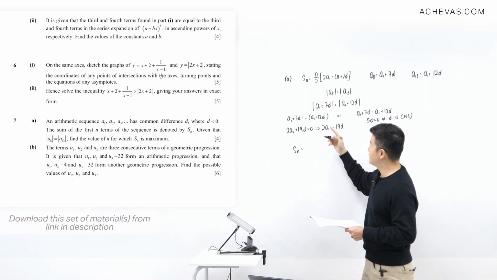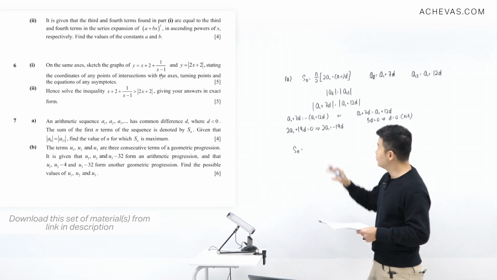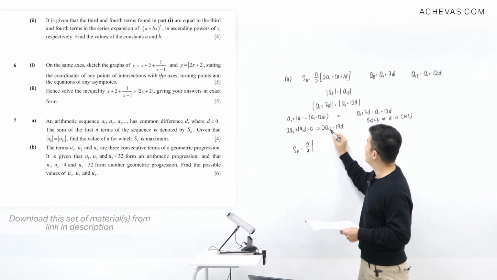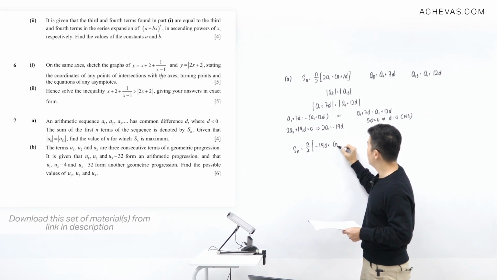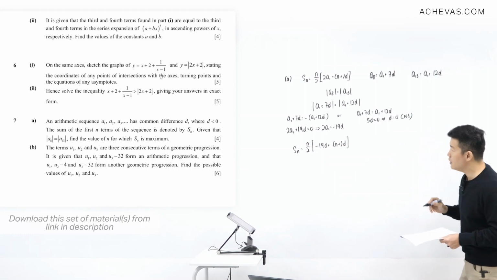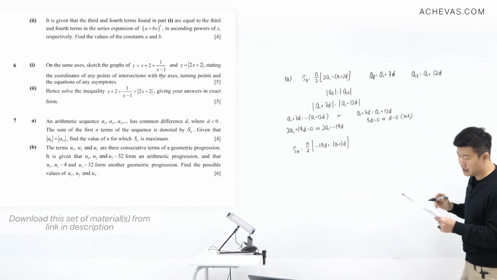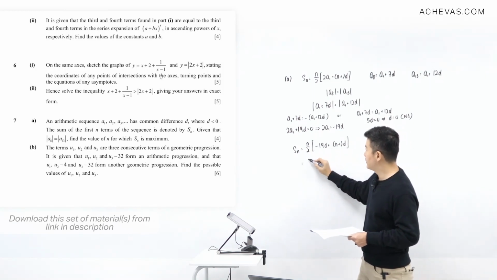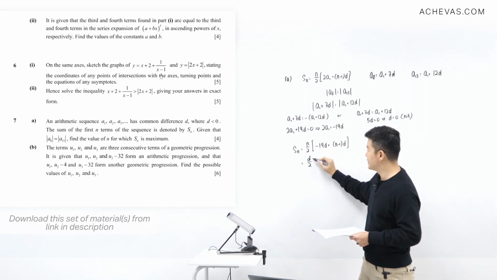Okay, and since this is something that I've explored, I'm going to try to put this back into here to see whether it's going to work. So we have n over 2 of 2a1, which is minus 19d, plus n minus 1 times d. Okay, we have this, which means that we can actually factorize out d. Let's factorize out d. If I were to factorize out d, it is going to be d over 2 times n of this.